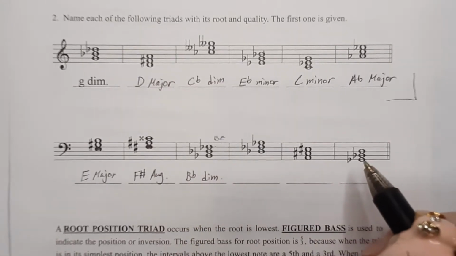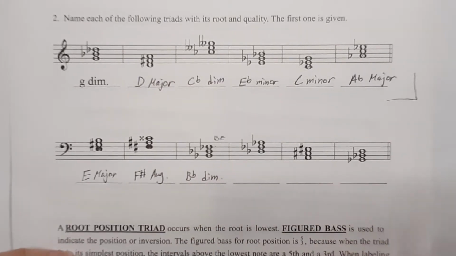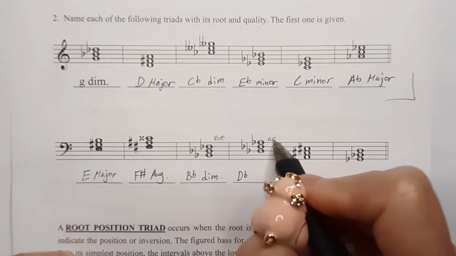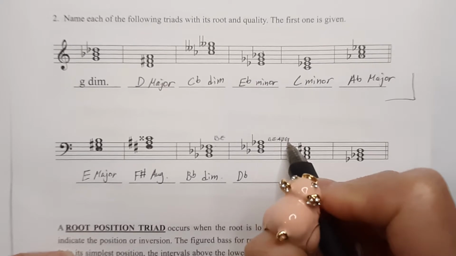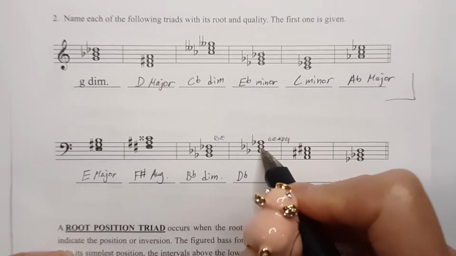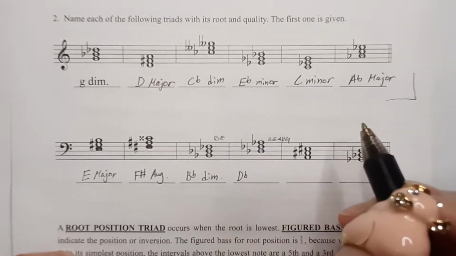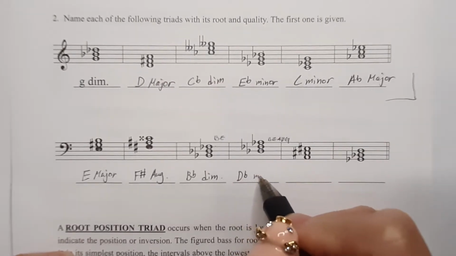Okay, next one. The bottom note is D flat, so it's D flat something. In the key of D flat major, we have B flat, E flat, A flat, D flat, and G flat, right? See, there's A flat. But there's F flat too. The third one is lowered. Then what do you call it? Minor.